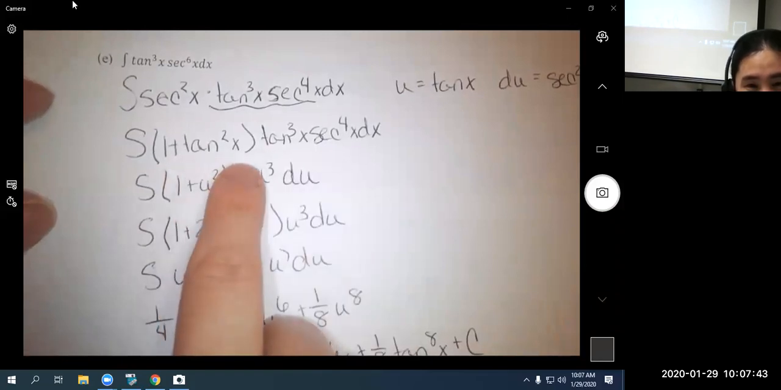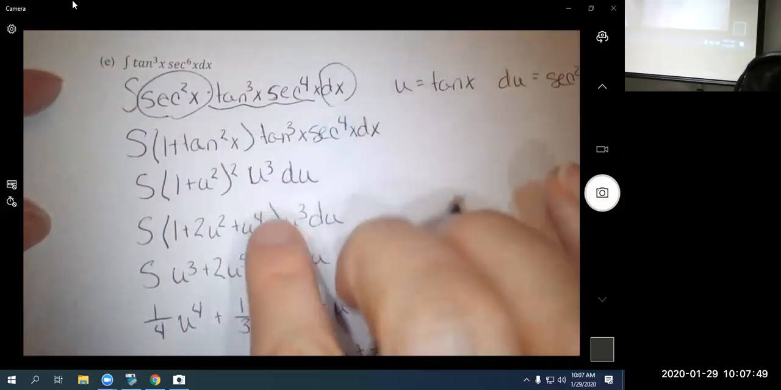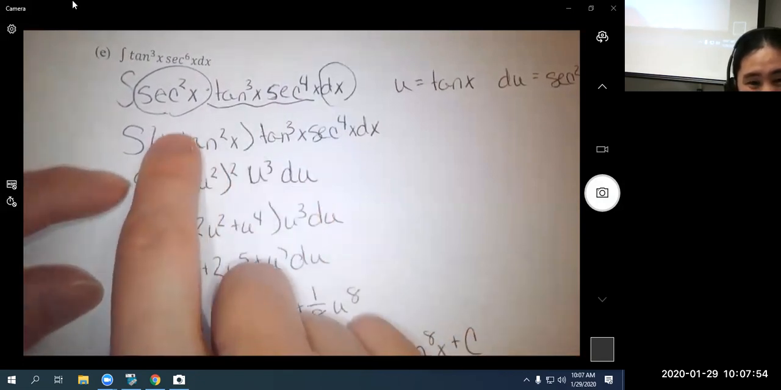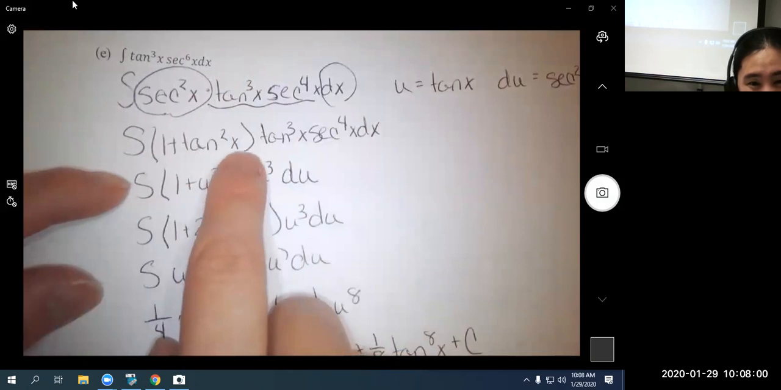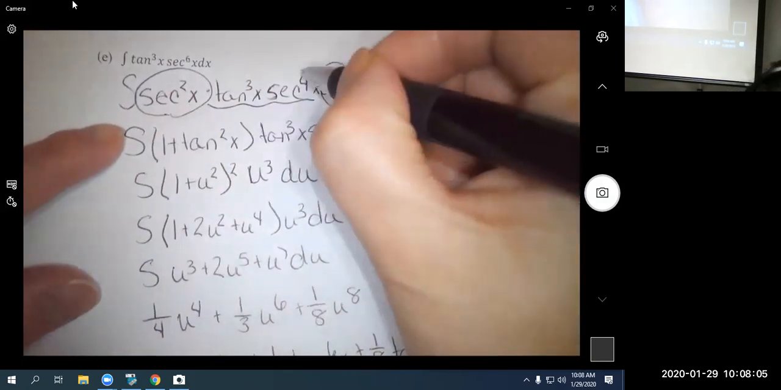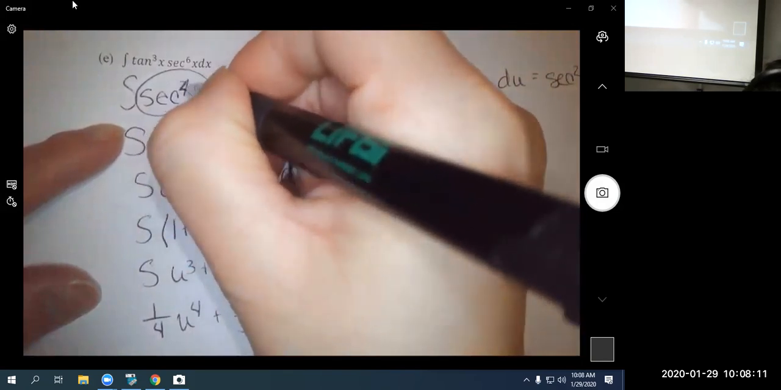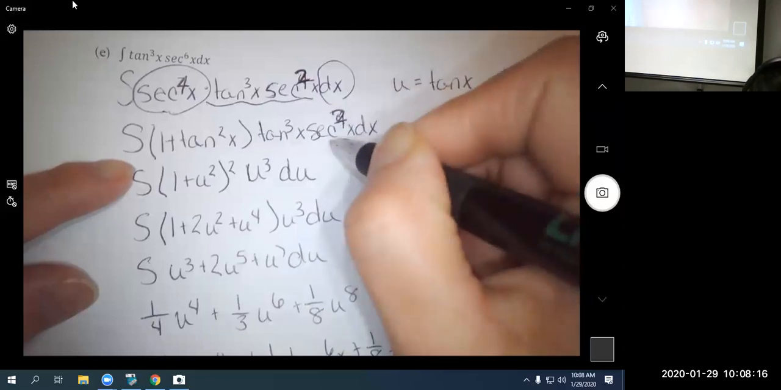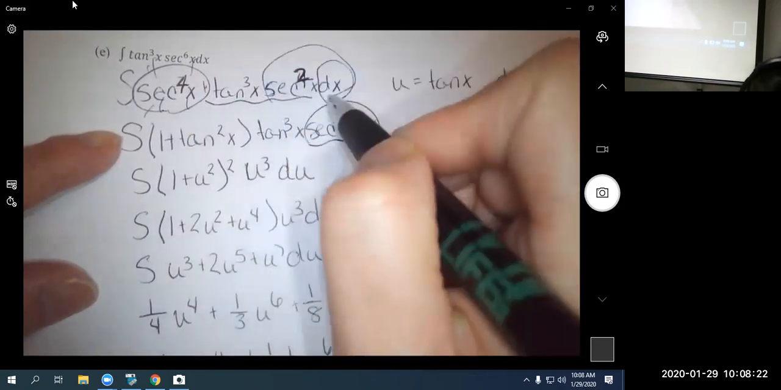So here, I would suggest that because these two together give us what? The du, okay, the du. So if you're writing it like this, I would want you to say, let's do the secant of x squared here, and then the fourth power here, okay? Because secant of x squared together with dx gives us the du. So it's not these two, it's these two anymore.